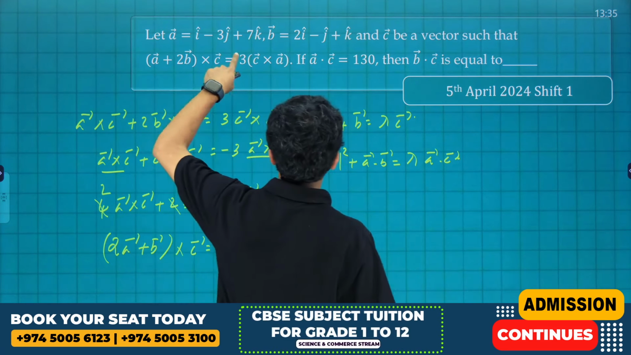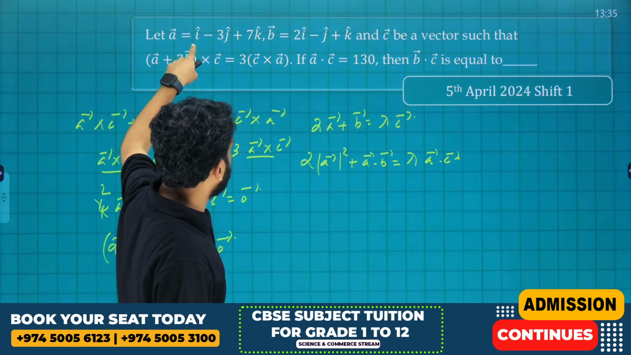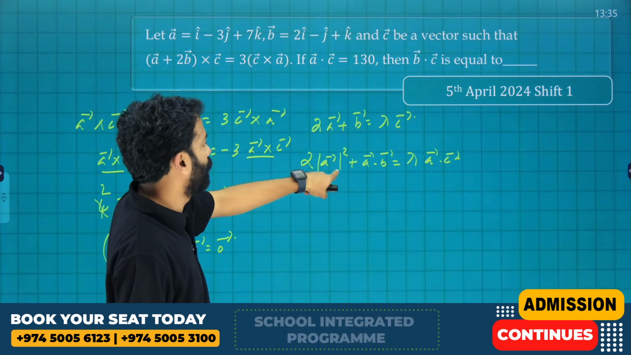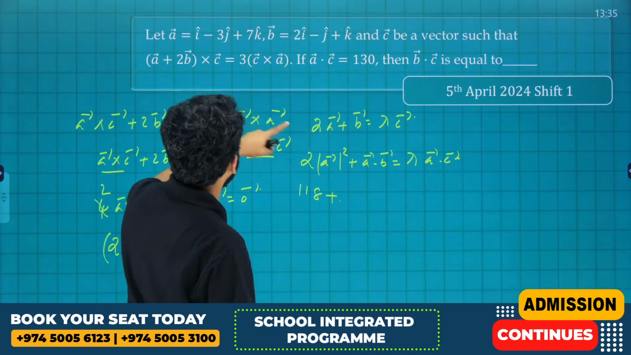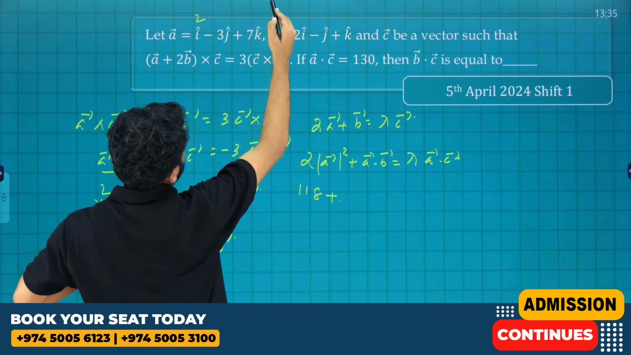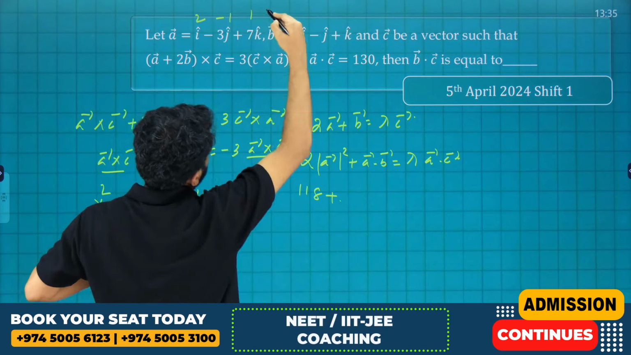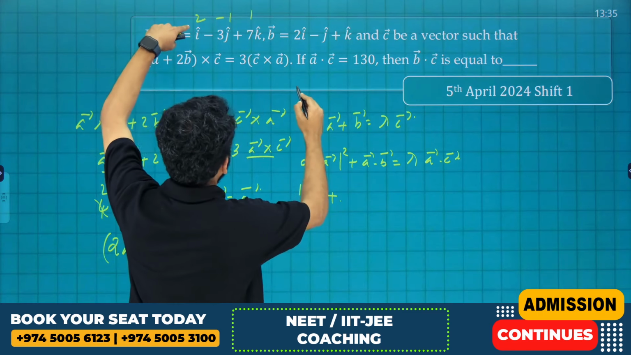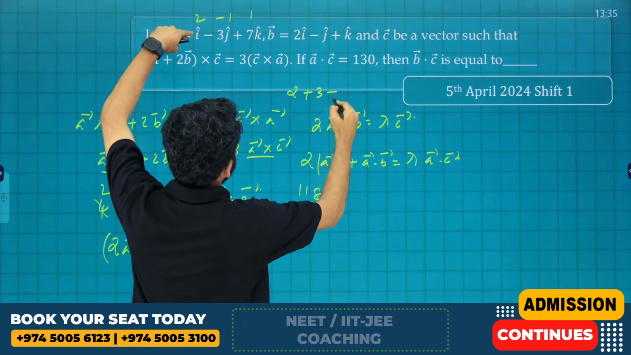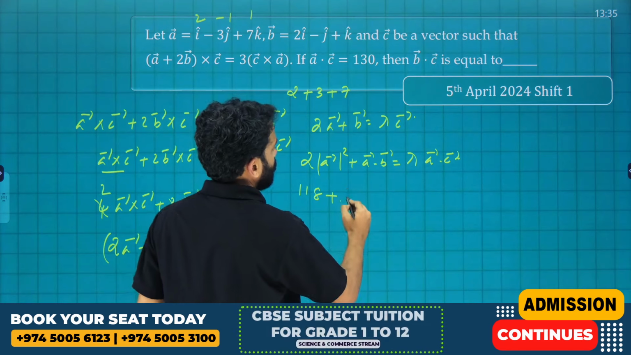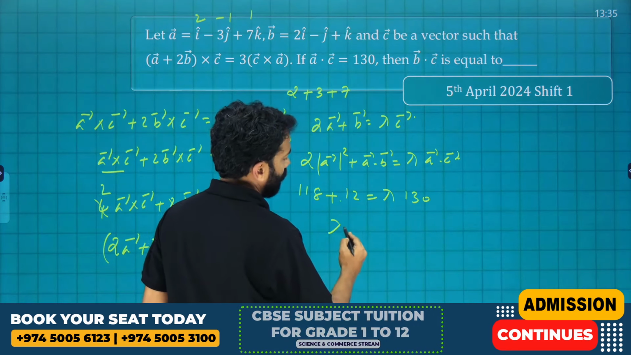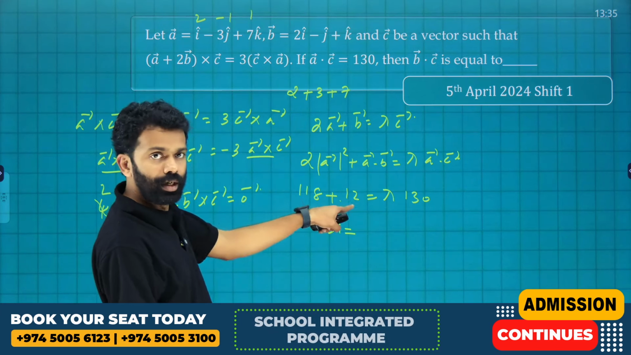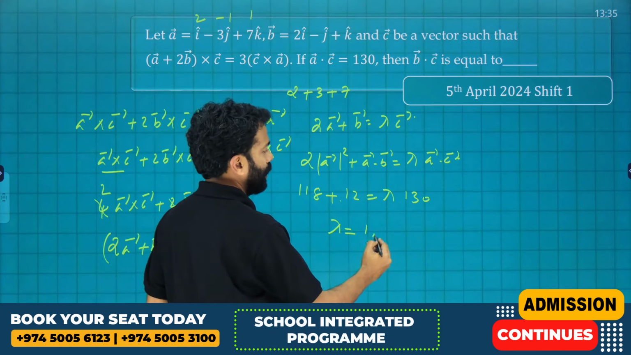So what is magnitude of A square? That is 49 plus 50 plus 9, 59, into 2 is 118, plus vector A dot vector B. We can place B here, 2, minus 1 and 1, right? That is, it will be 2 plus 3 plus 7, that is 12. Plus 12 is equal to lambda into 130. So what is the value of lambda? See, this is 130 and 130, that is 1. Lambda is equal to 1.